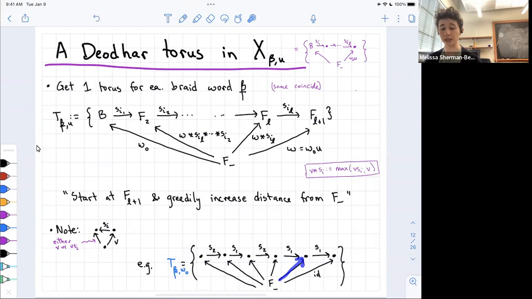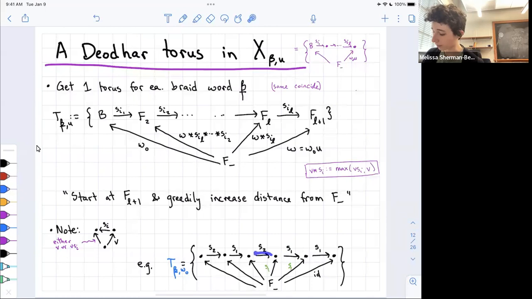And to be in the torus, I need to pick the bigger of those two. So the bigger of those two is S1. Okay, and then when I take another step back, my options for this arrow are either whatever's here, S1, or whatever's here times this S1. So it's S1, S1. So my options are either S1 or the identity. I have to pick the bigger one. So that means that this is also an S1.